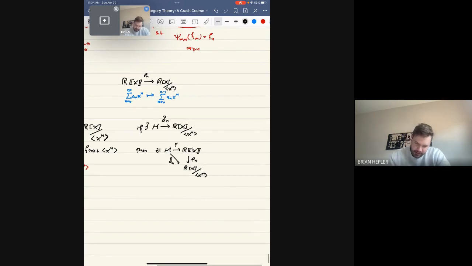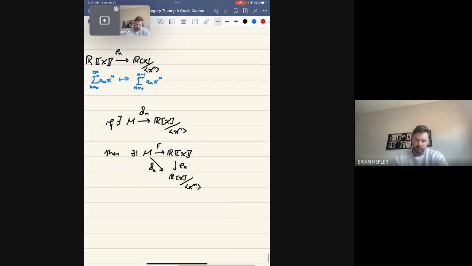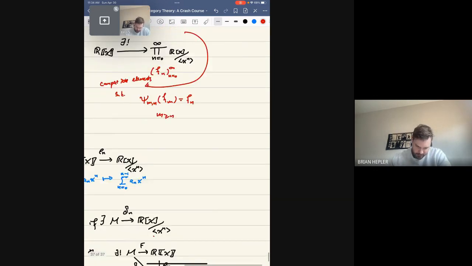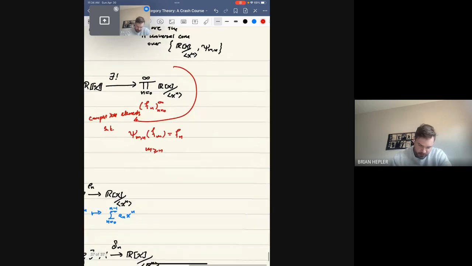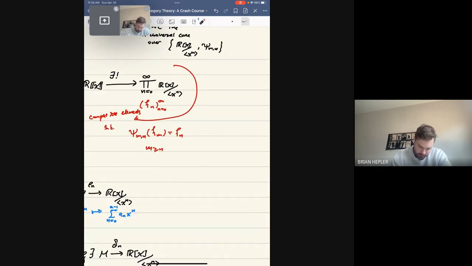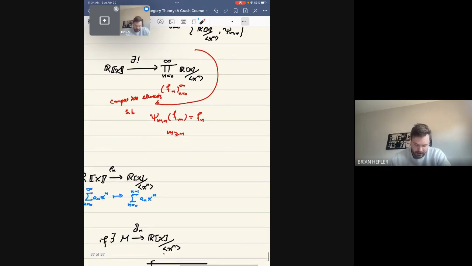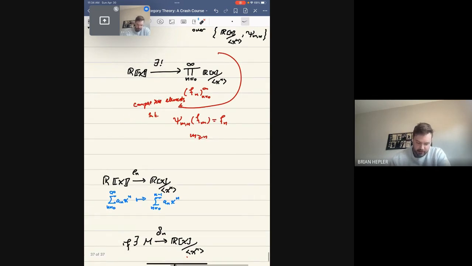And this just happens because if I have a map from M into each one of these quotients, then by definition, I have a map from M into this product right here. And once I have a map from M into the product, being a compatible family of maps is exactly this criterion. But I defined this ring of formal power series to be exactly that subring of compatible families. So in reality, it means that M maps into our formal power series ring.